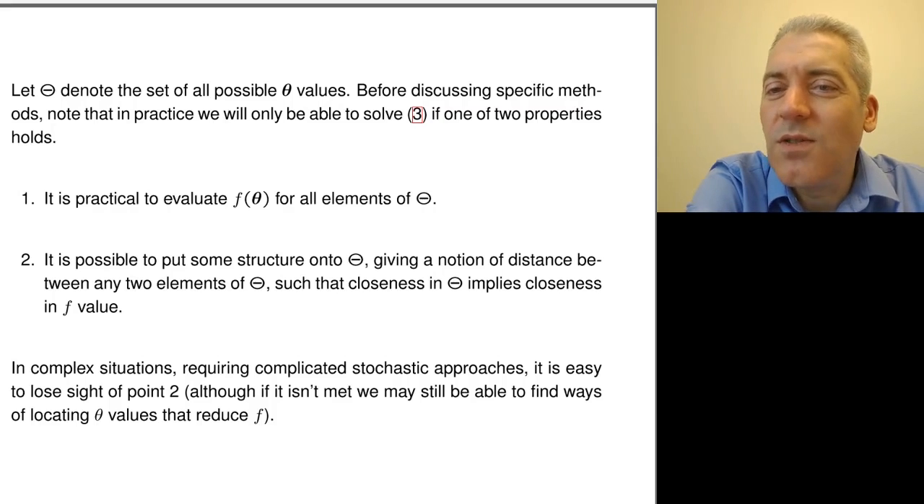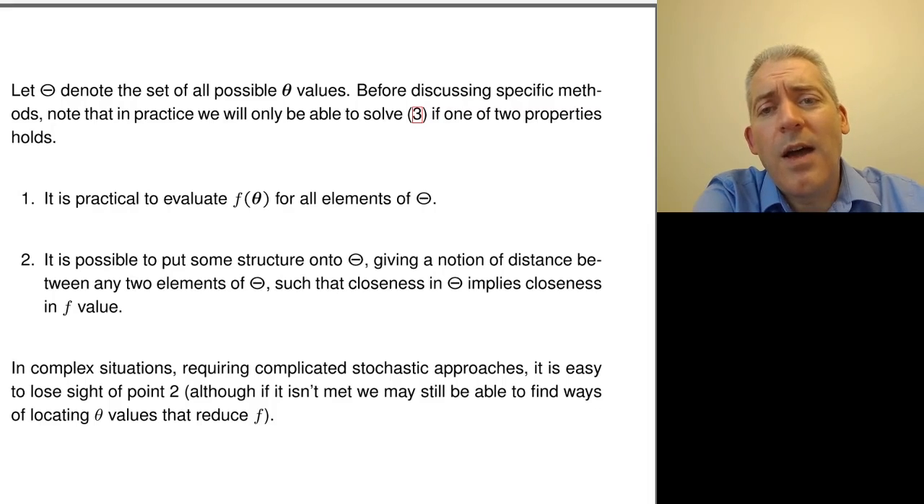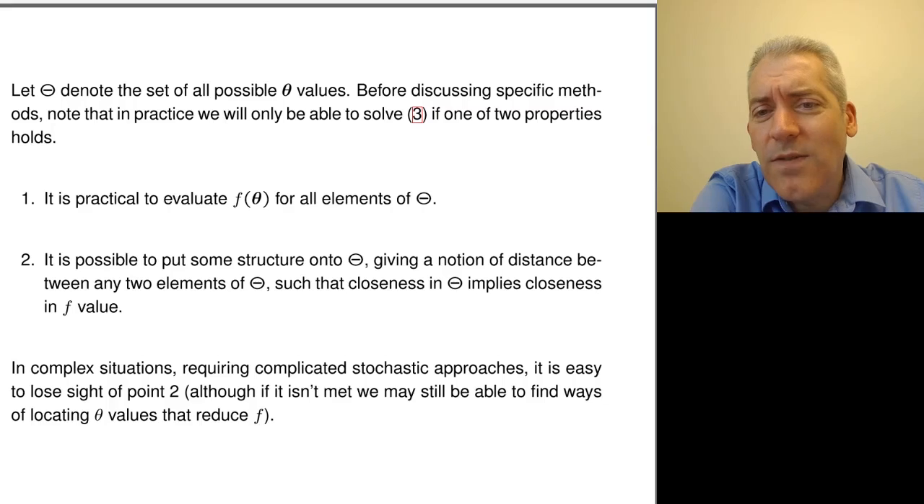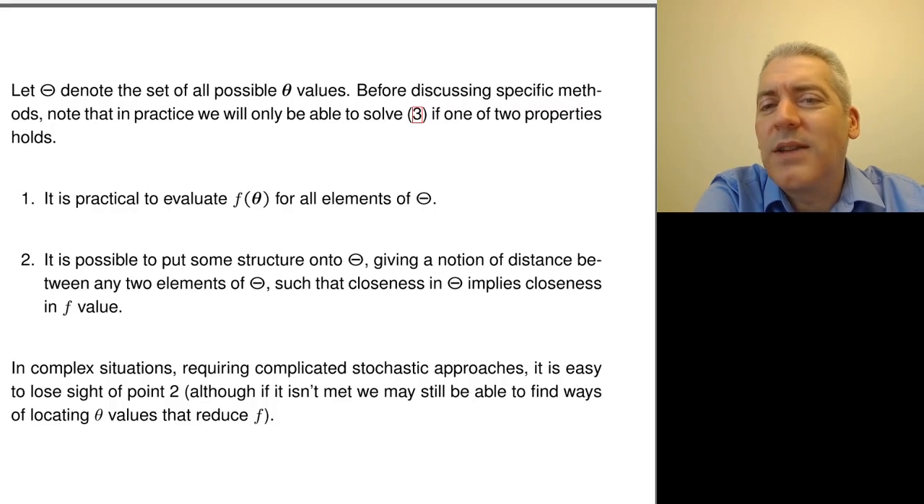So that's not to say you couldn't ever have any jumps in your function, but it's going to be very hard to find a theta that minimizes a function if your theta space is vast and there's essentially no structure that allows you to navigate in a sensible way, right? It's going to be more or less impossible.